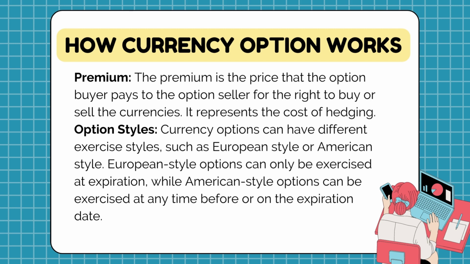The premium is the price that the option buyer pays the option seller for the right to buy or sell the currency. It represents the cost of hedging. The currency option can have different exercise styles, such as European style or American style. A European style option can only be exercised at expiration, while an American style option can be exercised at any time before or on the expiration date.